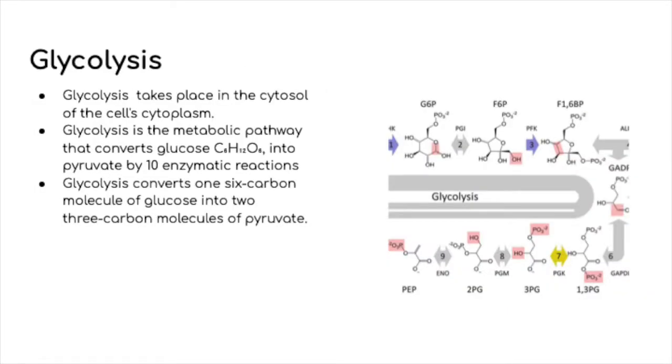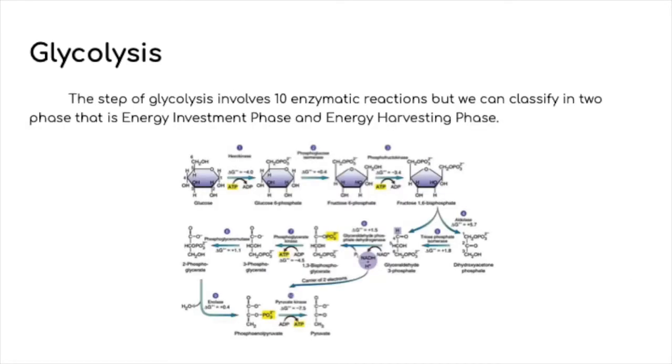So the starting part of cellular respiration is glycolysis. Glycolysis takes place in the cell cytoplasm. Glycolysis is the metabolic pathway that converts glucose into pyruvate by 10 enzymatic reactions. The steps of glycolysis involve 10 enzymatic reactions, but we can classify them into 2 phases: the energy investment phase and the energy harvestment phase.